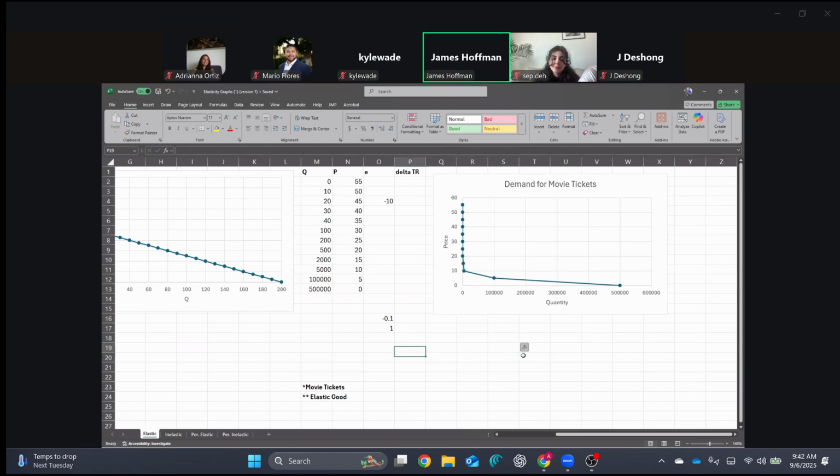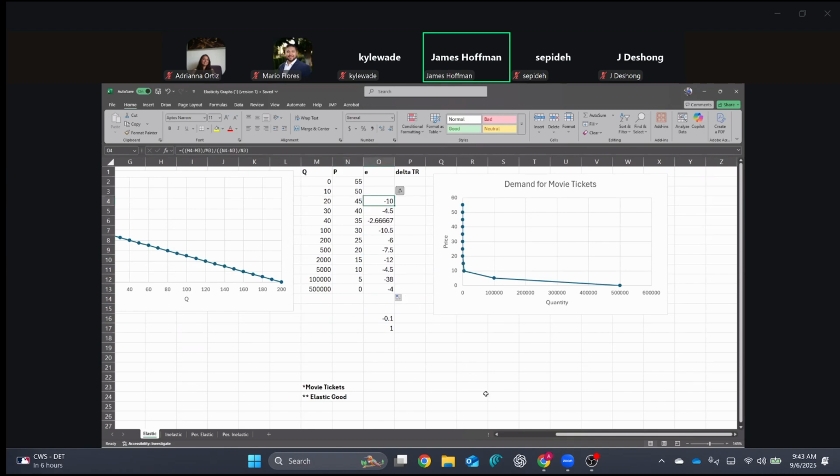What I was illustrating is the elasticity of changing from point to point. All right. So we got the elasticity of going from a price of 50 to 45, which is -10. Now the good news is you don't have to do the same formula over and over. You can just take it like this, and I take the bottom right corner and I drag it down like that. That's going to give you the elasticity of going from different quantities.